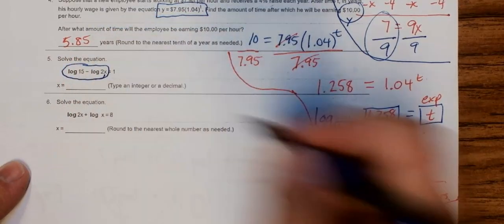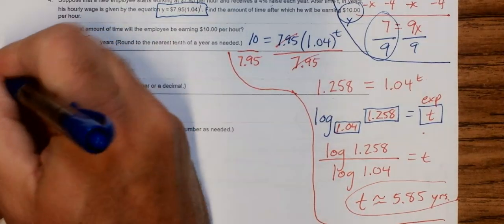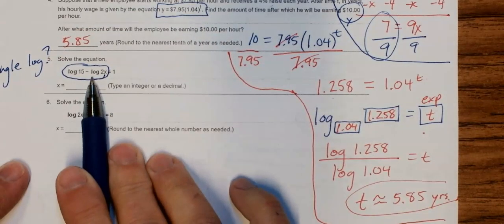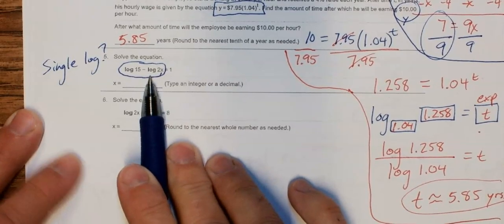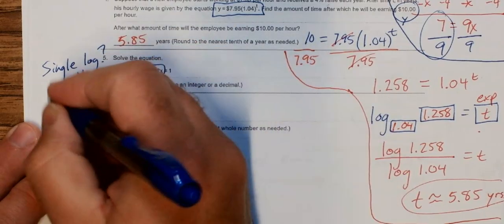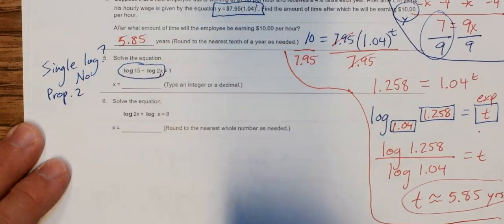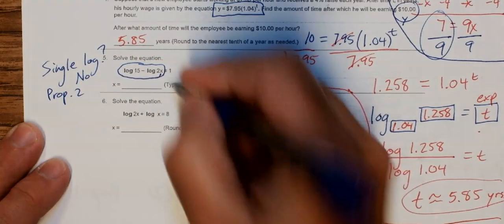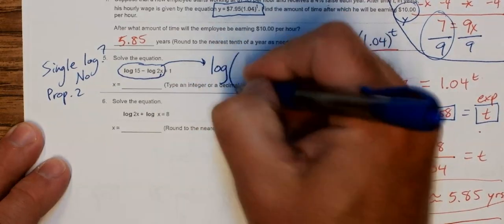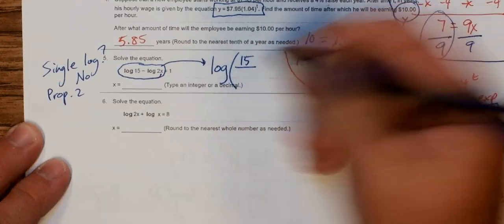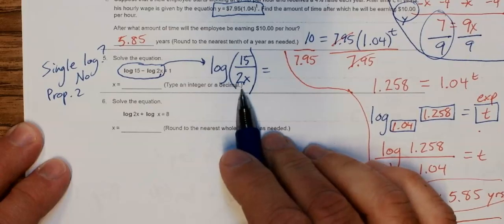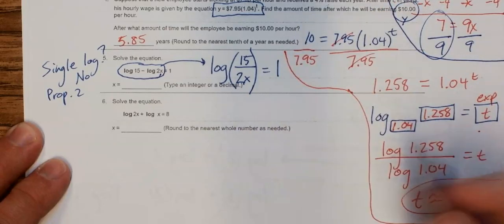Okay. All right, do we have a single log here on the next question? Single log, yes or no? That's a no, thank you very much. So we have to use, in this case, property number 2 to combine these together. And we've used that one. That's the one that talks about division. So we would have 15 in the numerator and 2x in the denominator. That's a single log. And of course 1 on the other side.